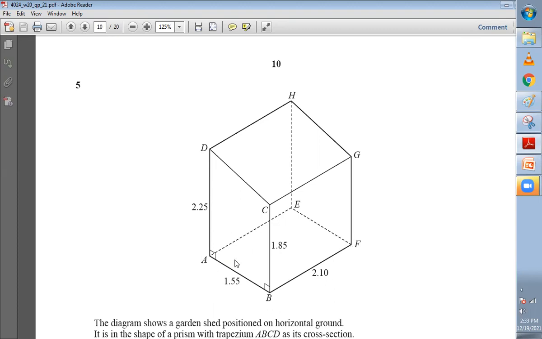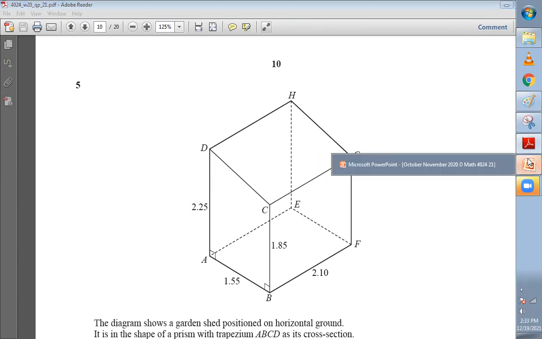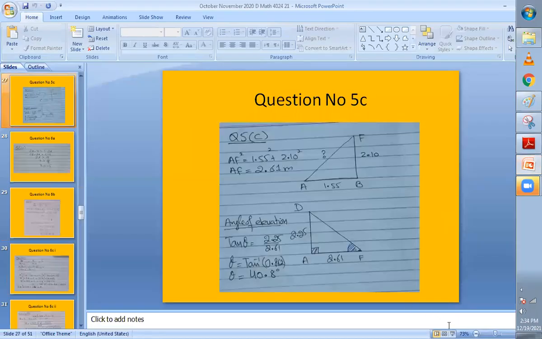Once I know the length of the diagonal AF, then I will use the triangle ADF. I know AF value, I know this AD value. The angle of elevation will be here. AFD angle will be the angle of elevation. If I want to find out this angle, I will use the tan, and I will be able to find out that angle. Let me show you how this is done.